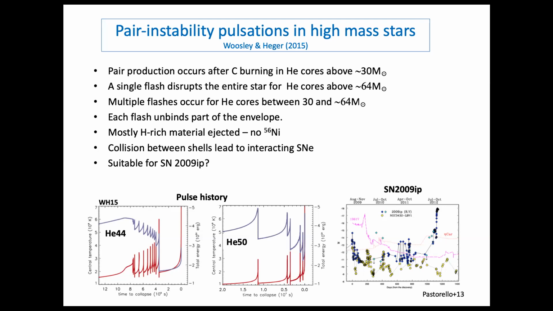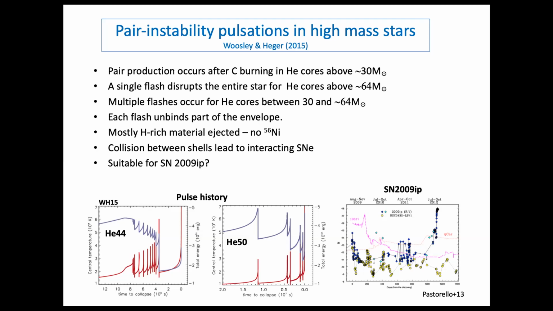But if you are at intermediate masses between 30 and 64 solar masses, this pair instability is not violent enough to completely disrupt the star. And so instead of that, you have multiple pulses. And these pulses can be very, very chaotic. So this is a 44 solar mass helium core, and 50. And this is the time to collapse. It's different scales. But here you can have these pulses, which is represented here by the central temperature.